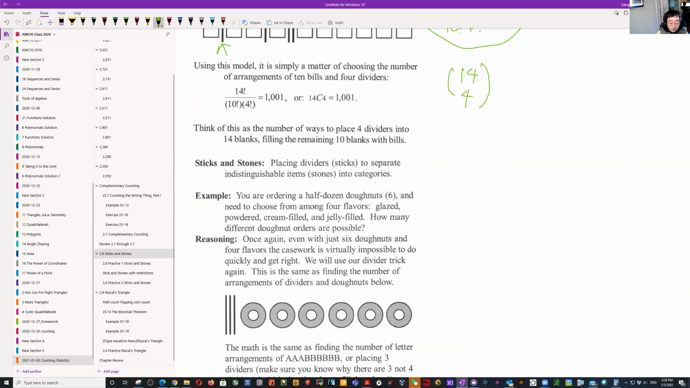So this is still the same. Basically, the donuts could be of different flavor. And we have four different flavors. So basically, that's four categories. So the number of the sticks is always one less than the categories. And so we have 3 sticks and we have 6 donuts. So that's 3 plus 6 equals 9. And then it's 9 choose 3.